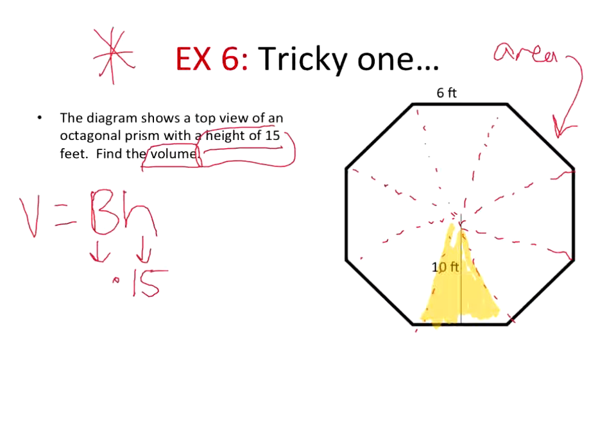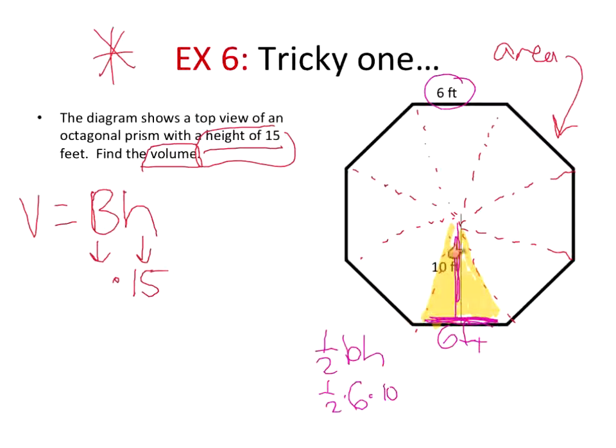Here we go. So area of a triangle. We just did this in our last example, right? 1/2 base times height. So it gave me the 6 over here. I'm just going to move the 6 down here. So the base of this triangle is 6. The height of this triangle is 10. They gave me everything that I needed to know. Does anyone have a question on how I got those two numbers?